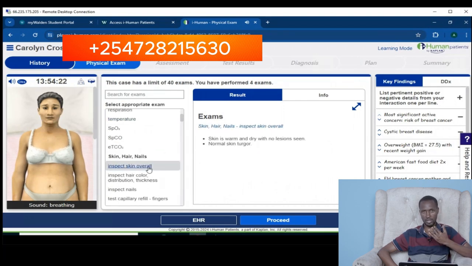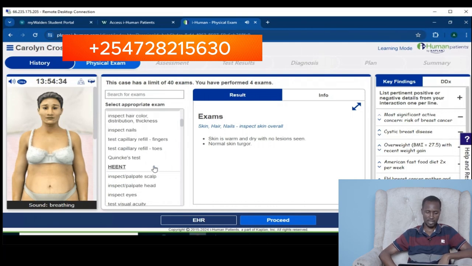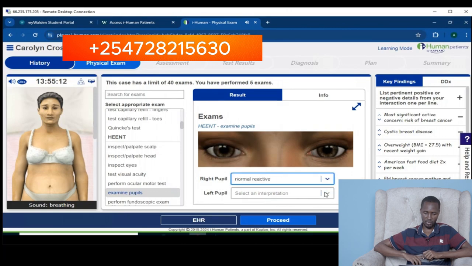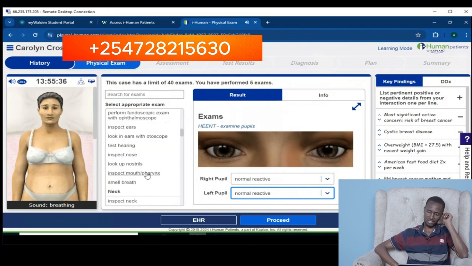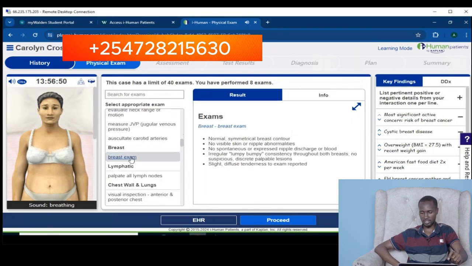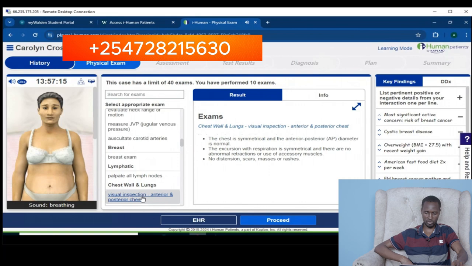You also have to examine the patient's pupils, both the left and the right, and then you give the right interpretation. You're also inspecting the mouth and pharynx, which is a standard physical exam. Inspecting the neck is also more or less a standard physical exam. You have to do it on almost all adult patients. Then examining the breast, now this is not very standard, it's common but not very standard, but in this case it is a must because this patient has concern for breast cancer, so we are supposed to cover that.